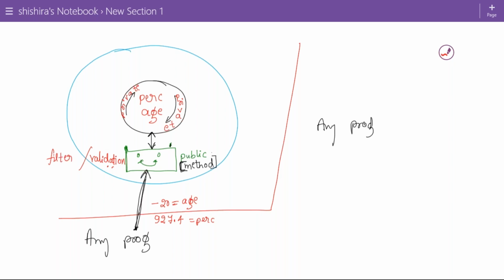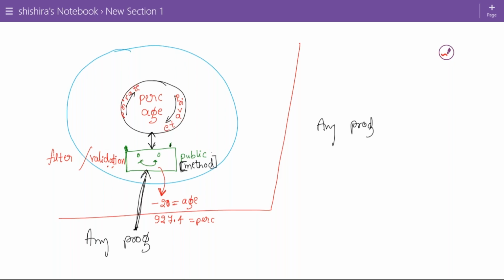You have to perform that filtration validation. You just have to do one thing. If the person who is giving this data gives wrong data, then what do you do? Don't initialize the data, throw them an error message saying, hey, this is wrong data. In this way, you can protect your data members.